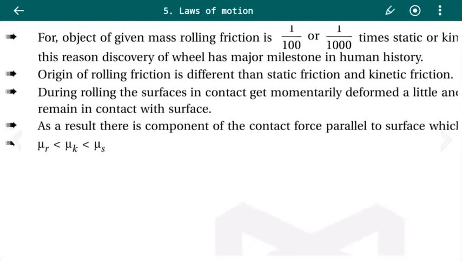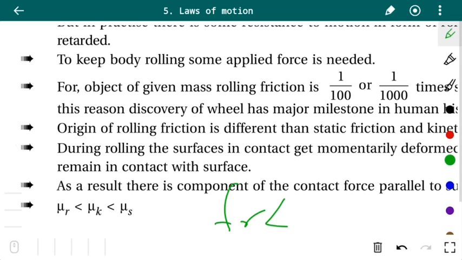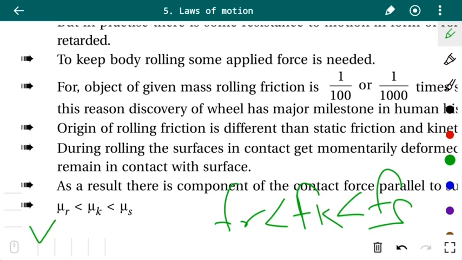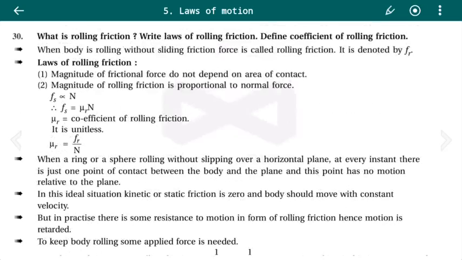So when we compare the three types of friction, that is static friction, kinetic friction, as well as rolling friction, rolling friction is less compared to kinetic friction, and kinetic friction is less compared to static friction. So we can say that the coefficient of rolling friction is less compared to the coefficient of kinetic friction, which is even less compared to the coefficient of static friction. So students, you may note down this theory.